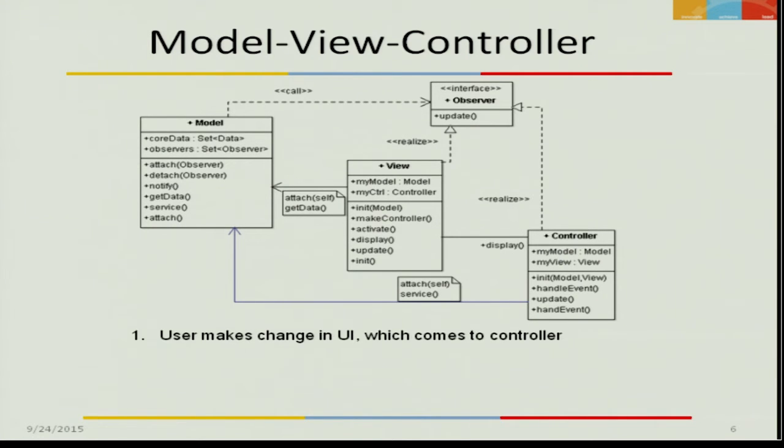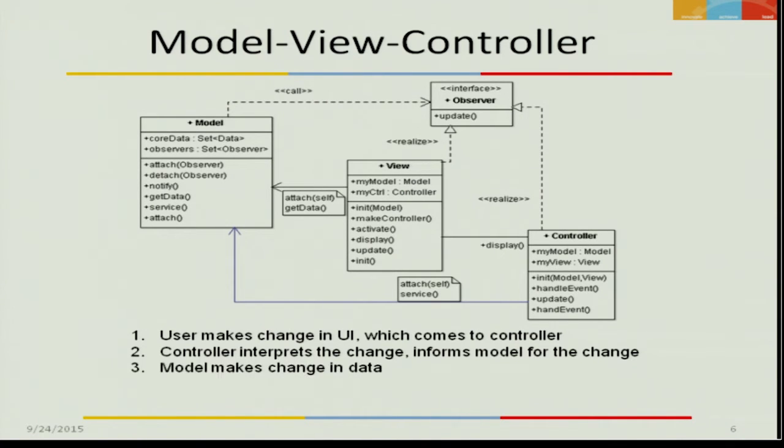So this attach and detach observer are the methods by which a view or a controller registers itself with the model. So when the user makes a change in the UI, the request comes to the controller. In fact, that's processed by handle event. Then the controller interprets the change, then it informs the model for the change. Then model makes a change in the data, and then model notifies all the relevant views regarding the change. How does it know all the views? It basically goes and looks at the observer set, and then for all the observers it notifies.